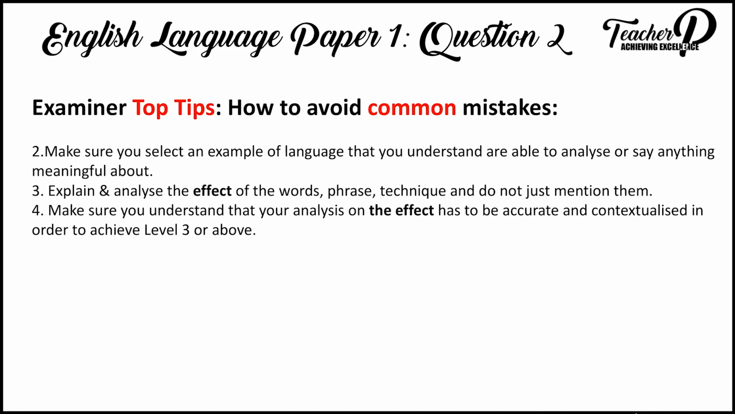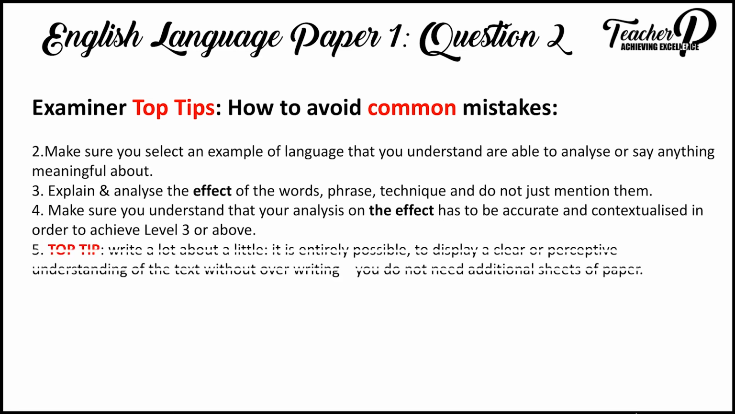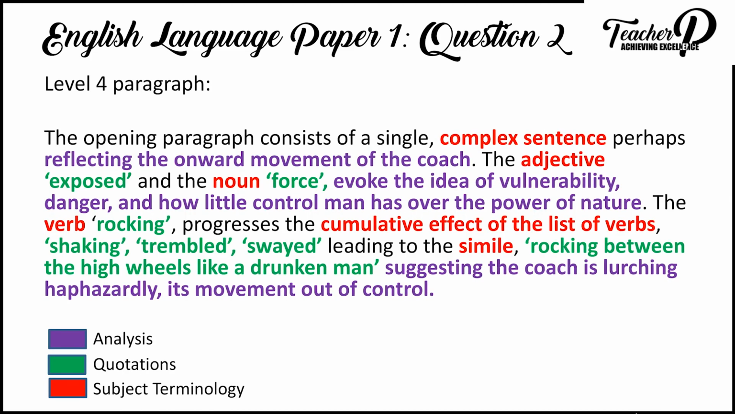of the passage. My top tip would be that you need to write a lot about a little. It is entirely possible to display a clear or perceptive, so level 4, understanding of the text without overwriting. You do not need additional sheets of paper in your exam. So let's look at why this paragraph was awarded a level 4. Now this has come out of the mark scheme, and I will link the paper and the mark scheme down below. So the paragraph starts.